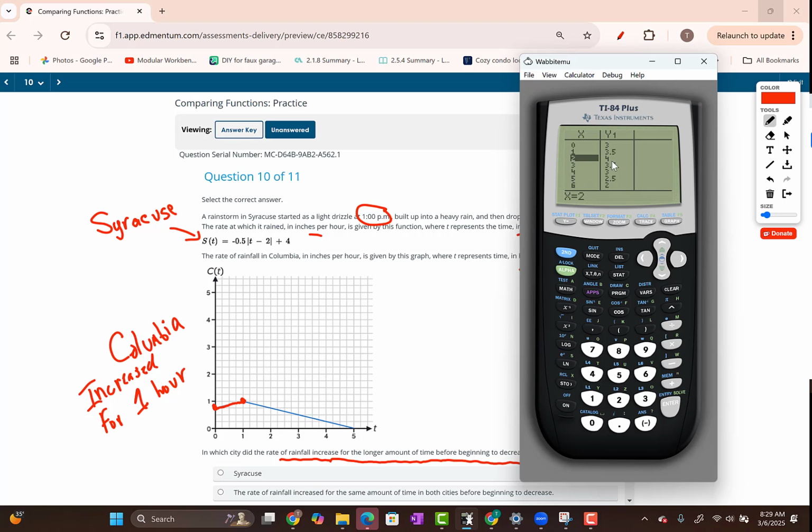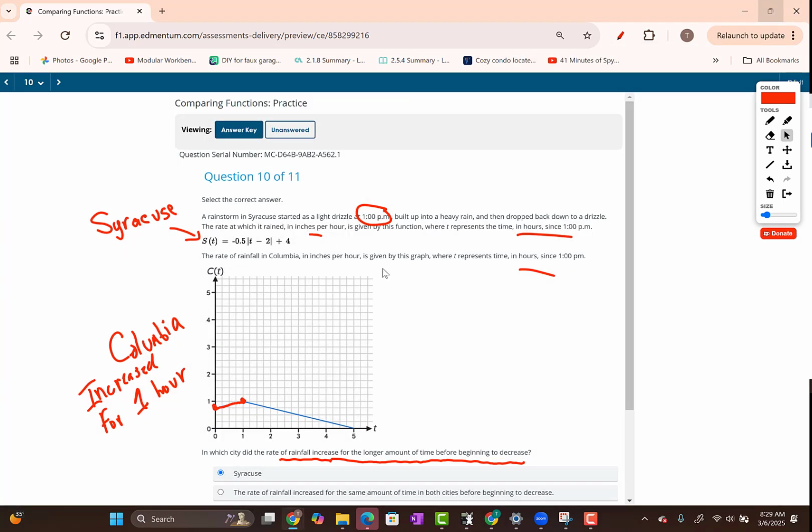And Columbia is only increasing for 1 hour. So the answer to this one is Syracuse.